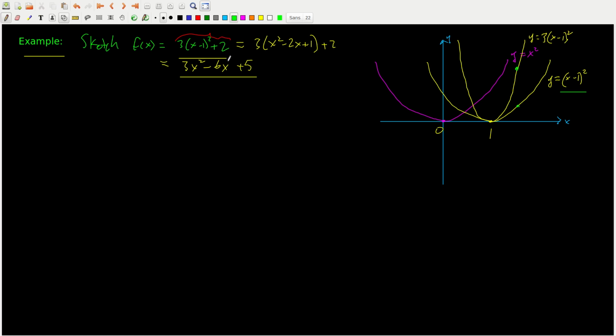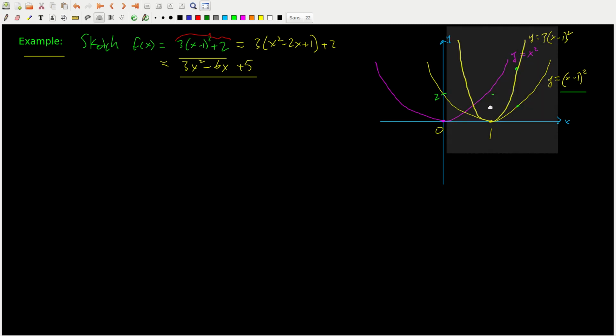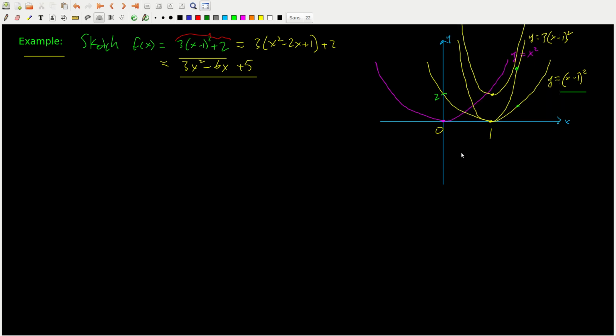and the last thing to do is we're going to add 2 to the function. So we're going to move it up 2. So let's say this is 2 there. So let's say that's 2, I don't know, I'm making that up. So let's move the graph up 2 units. There we go. Move it just vertically up 2 units, and that is our final graph.